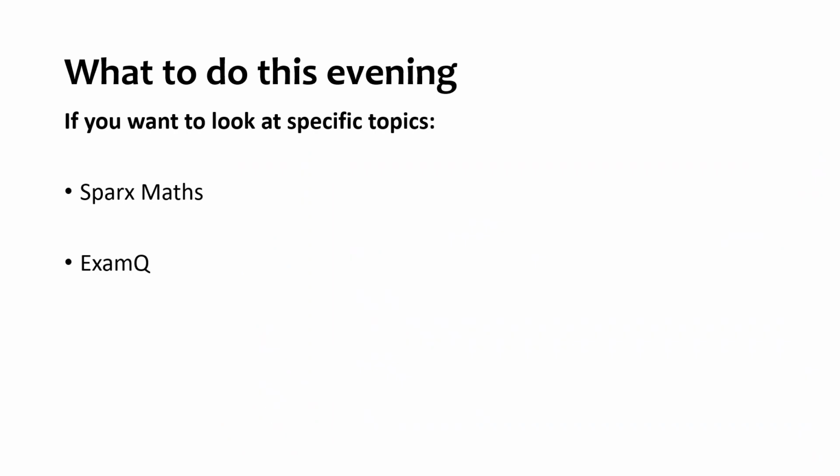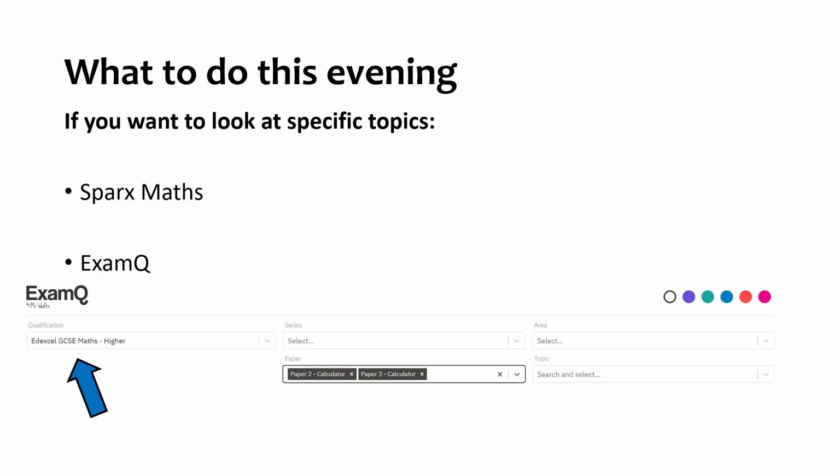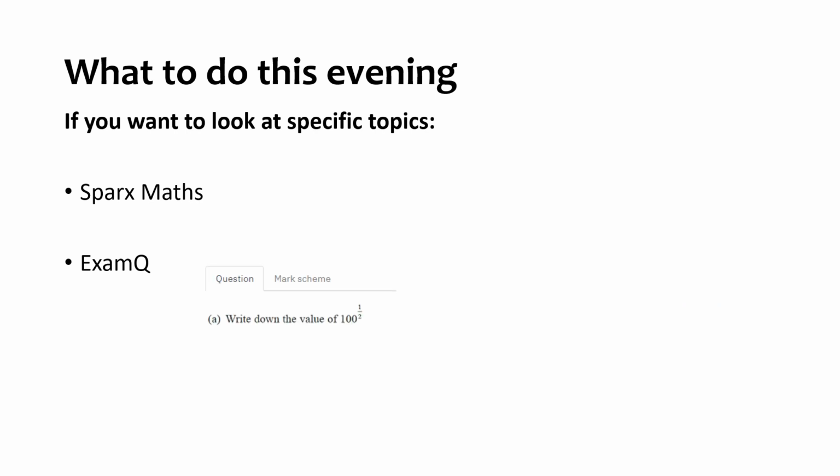Likewise, you might want to look at some topics on exam queue. When you do that, make sure you set it to higher, have Paper 2 and Paper 3 selected, and then you can put your topic into here. Could be you want to look at box plots. Could be you want to look at ratio questions. See the kind of thing that could come up in Paper 2 or Paper 3. When you go onto exam queue, you obviously get the mark scheme. You could see that maybe if it's a sine rule question, what do I need to do to get the first mark on that sine rule question?